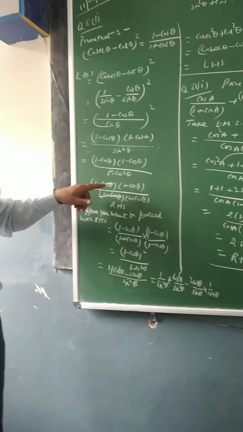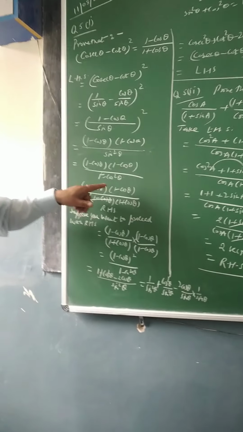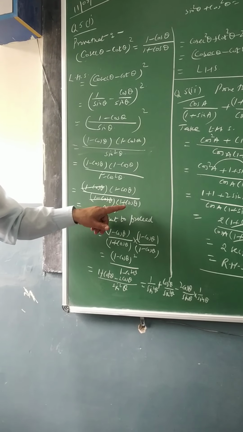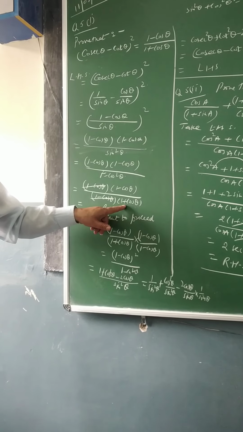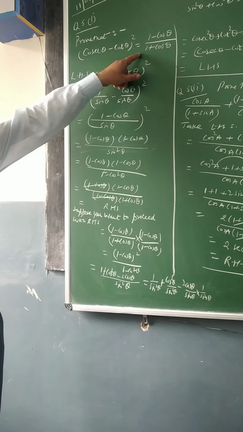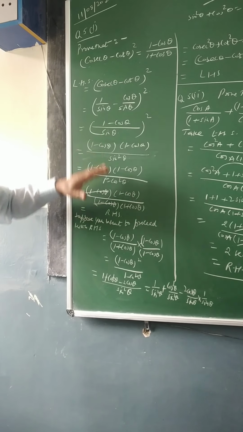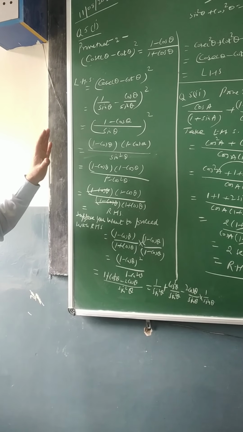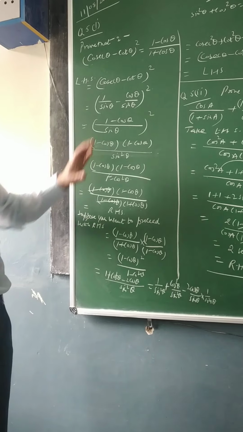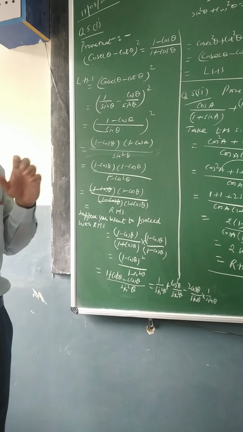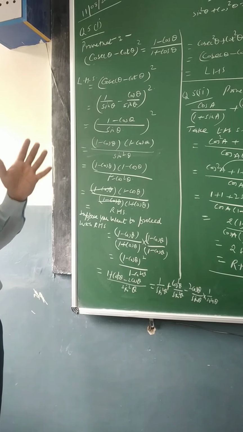So if I cancel it out, I will be getting (1 minus cos theta) upon (1 plus cos theta), which is your right hand side. So that's all. If I start with the left hand side, definitely I will be reaching the right hand side. Now suppose you want to start with this, then there is another option available with you.